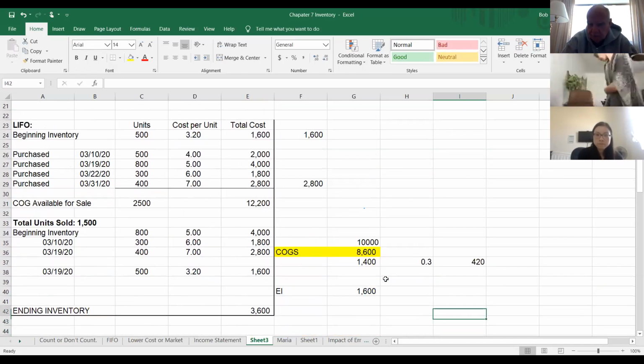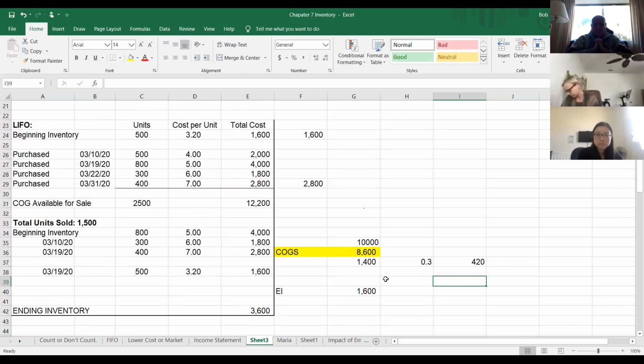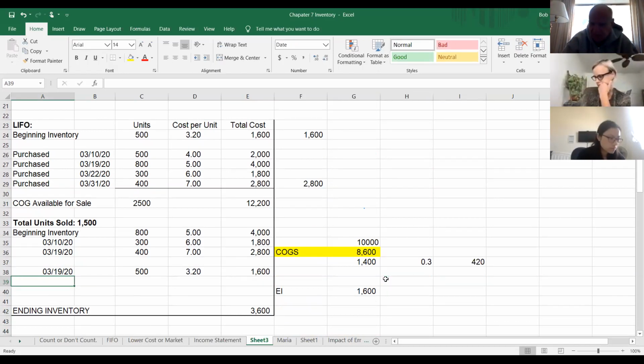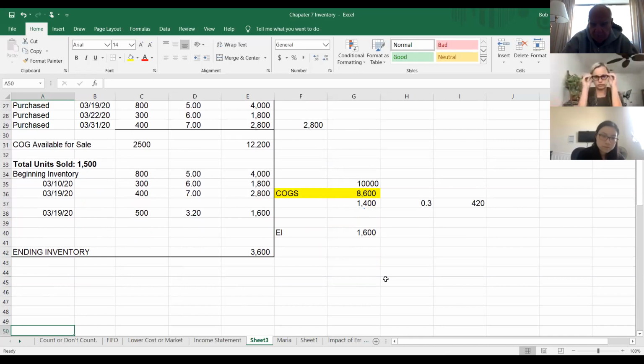So you can pretty much choose whichever method you want. Now there's certain rules about if you use one method for your accounting records, you have to use the similar method on your tax return. We don't get into that too much, okay? You might choose average costing just to be in the middle.